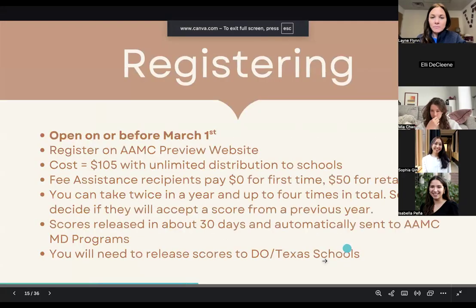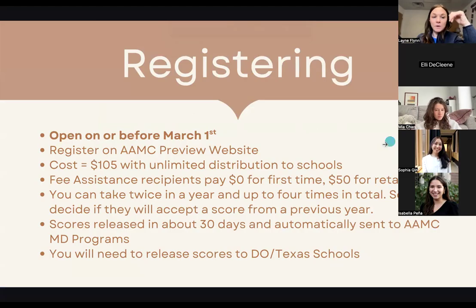So we'll talk a little bit about registering now. As we mentioned, you can register on or before March 1st. There's a cost associated with the test unless you have fee assistance. Fee assistance does allow you to get a full tuition waiver, and that's the same with the Casper as well. It's likely you'll just take the test once, but you can take it more than once if you need to. You can take it twice in a year and 4 times total.